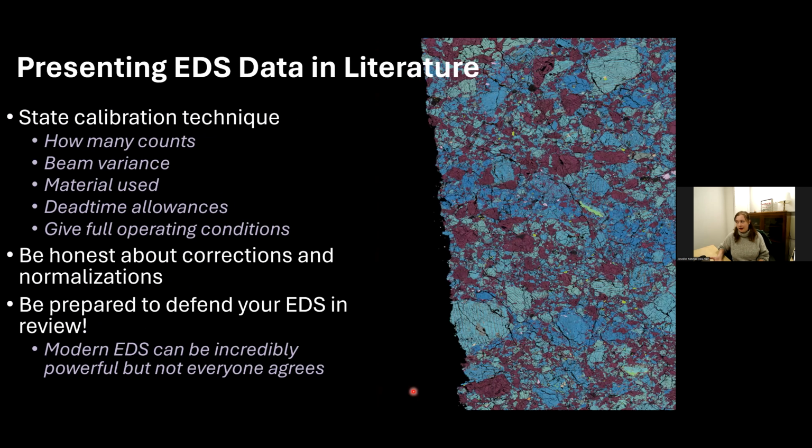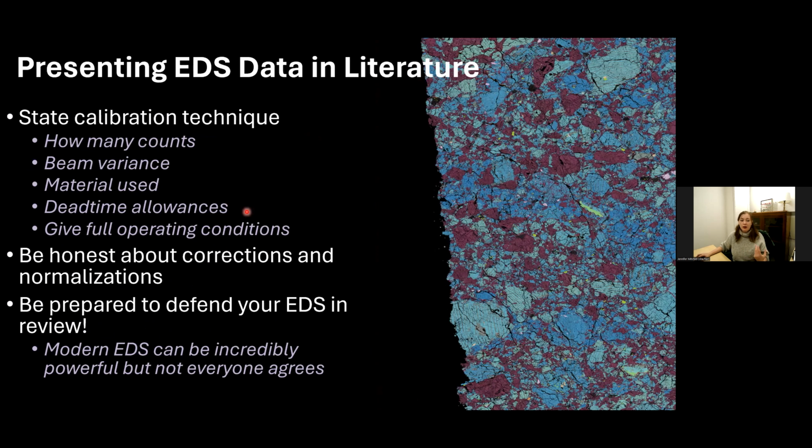Presenting EDS data in literature is something that's a little bit contentious. So I wanted to give just a couple of tips about what I found has been successful. And the main thing is just to be really honest about what you're doing. So state your calibration techniques. How many counts did you count to? What's your beam variance? What material did you standardize on? What material did you calibrate on? What are the dead time allowances for your particular setup? And full list of operating conditions.